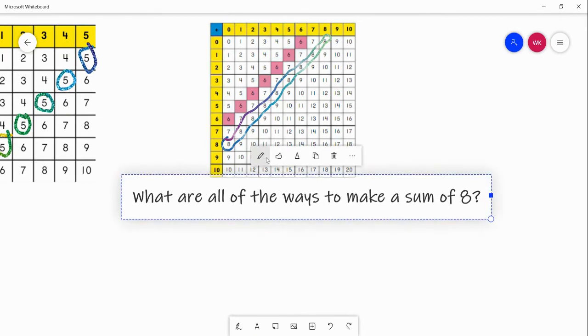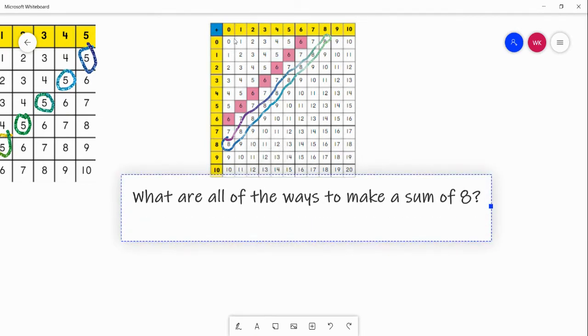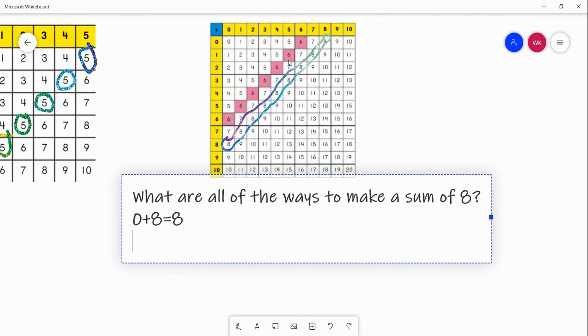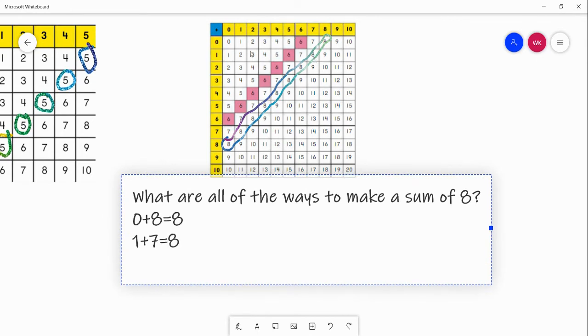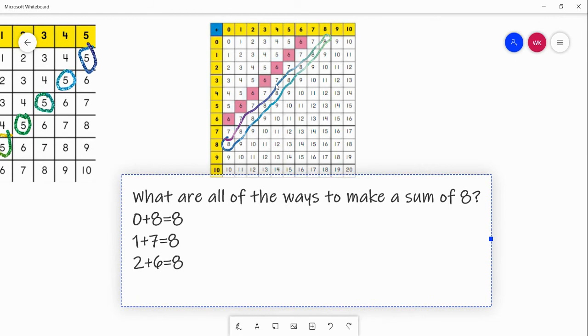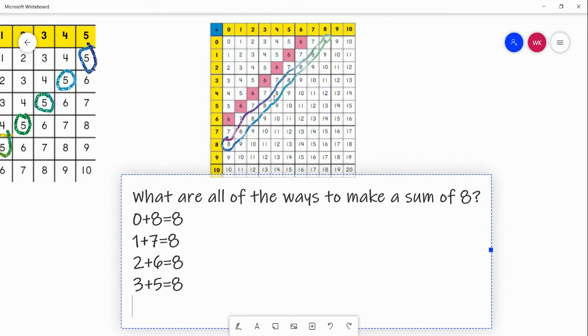So our first equation with the sum of 8 is 0 plus 8 equals 8. Next one, 1 plus 7 equals 8. Next one, 2 plus 6 equals 8. Our next one, 3 plus 5 equals 8. Our next one, 4 plus 4 equals 8.